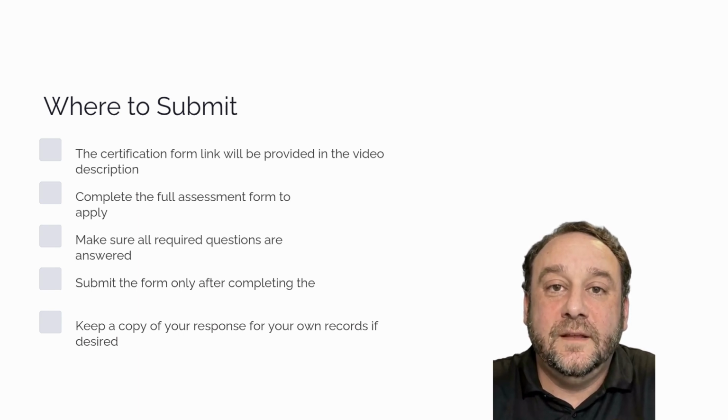When you open the form, make sure you answer every required question and complete each section fully. It is best to submit only after you have completed the training and are ready to do the assessment properly. That will make the process smoother and reduce the chance of missing anything important. You may also want to keep a copy of your response for your own records. That can be useful if you want to refer back to your application later. The most important thing is this: the form is the official path to certification. Once you submit it, the review process begins.